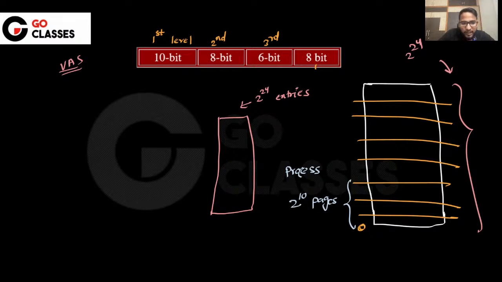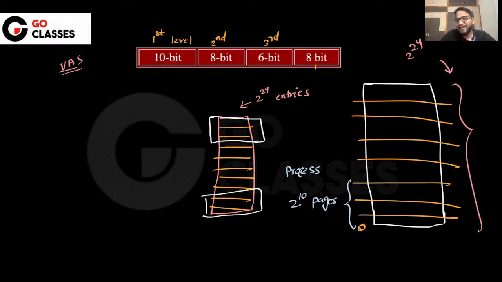Now in each chunk, how many entries will I be having? Total 2 power 24 entries, that I completely agree. But I will be dividing that into chunks also, right? Can anyone tell me in each chunk how many entries I will be having? 2 power 6 entries, right? So in each chunk I will be having 2 power 6 entries.